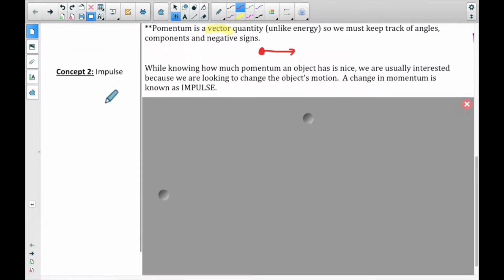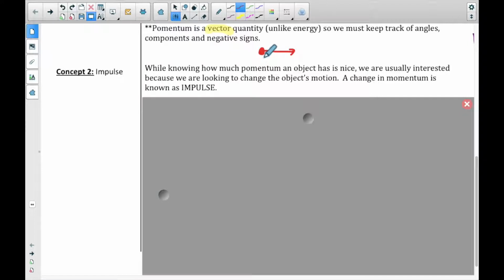Another concept is impulse. And this is interesting because this is, again, one of those things where the colloquial words may not match up with the physics words. So let's just take a look at this and learn a little bit about impulse. While knowing how much momentum an object has is nice, we are usually interested because we are looking to change the object's motion. A change in momentum is known as impulse.